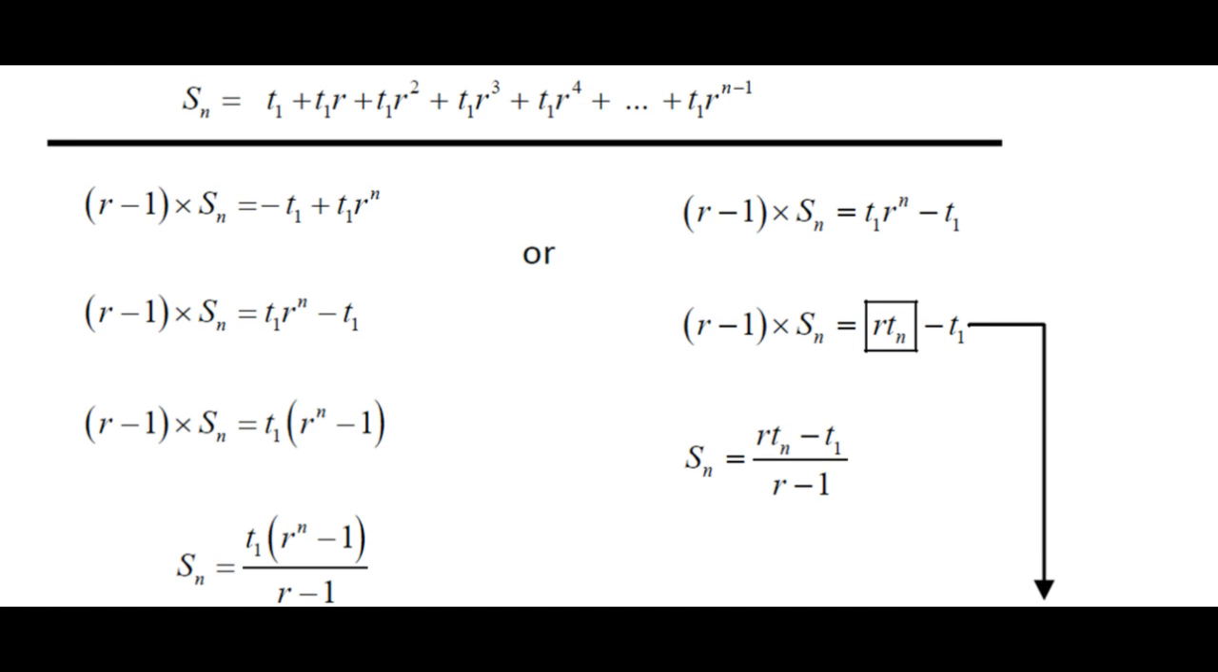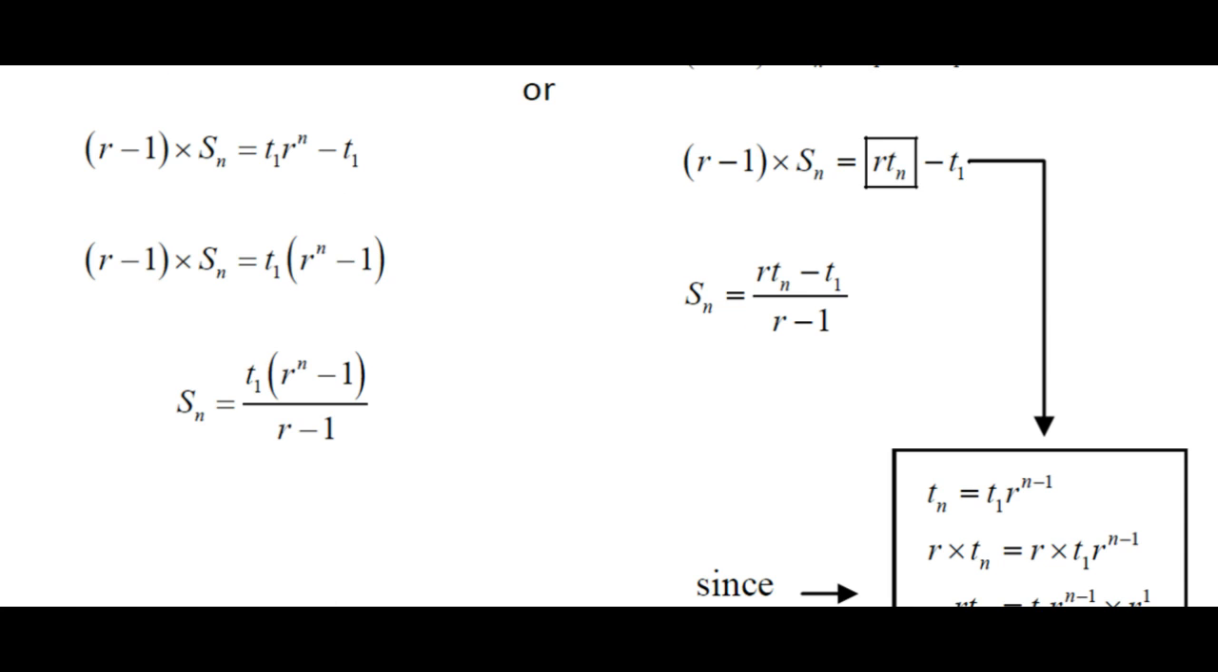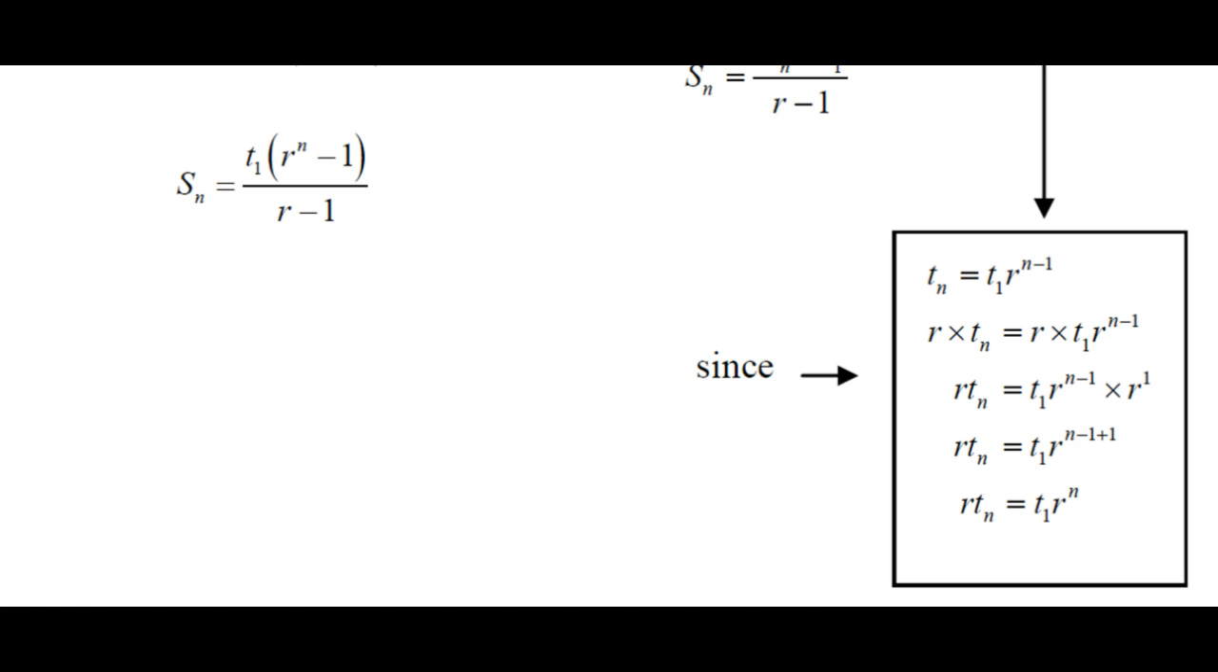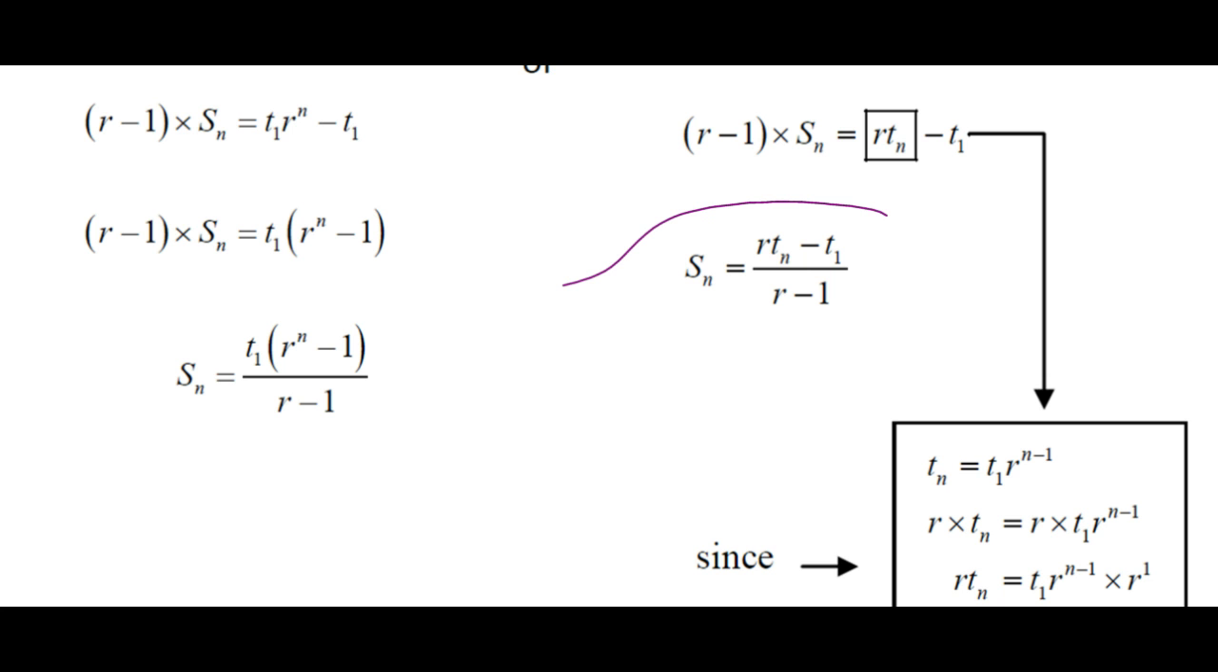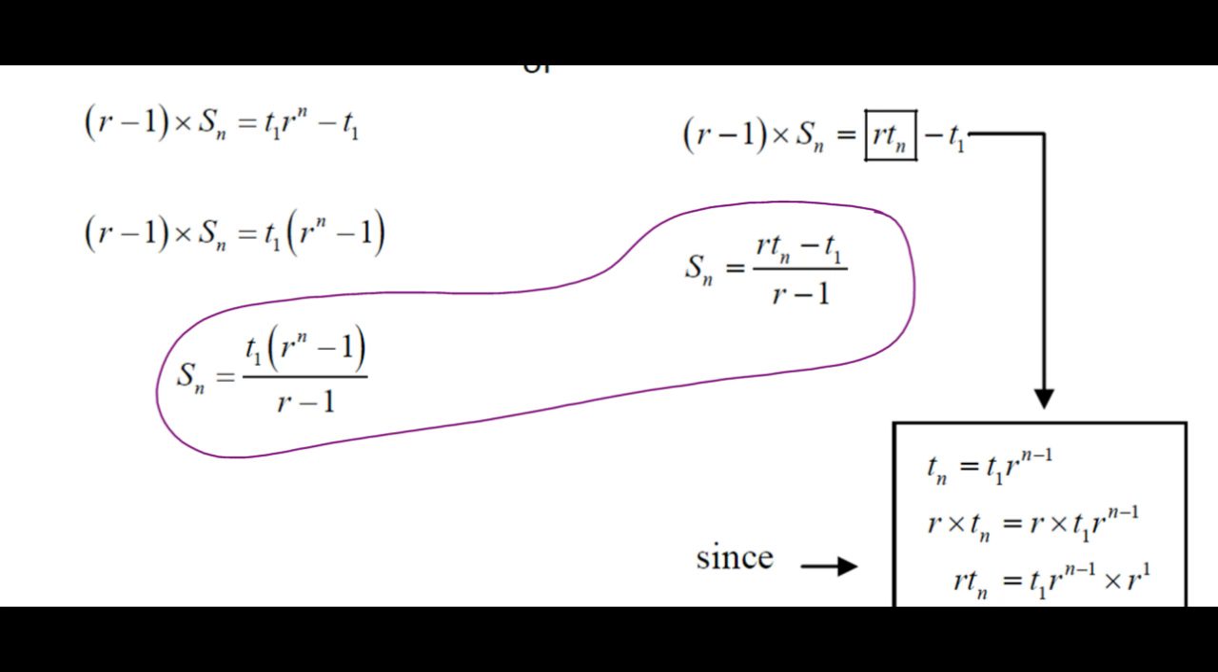So we're replacing T1 R to the n by R times Tn, right? They are the same, and this box down here shows you why they are. Since we've gone through all this, in any case, you're going to get that form. So you're going to get 2 formulas on your formula sheet.